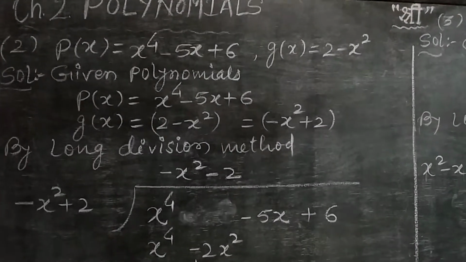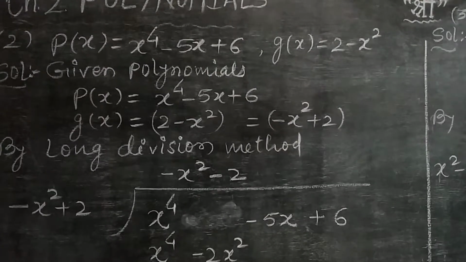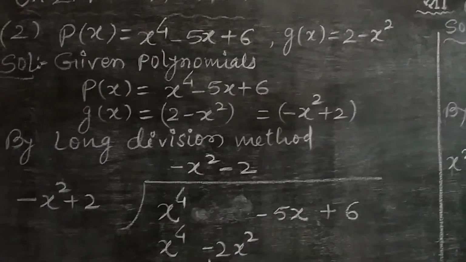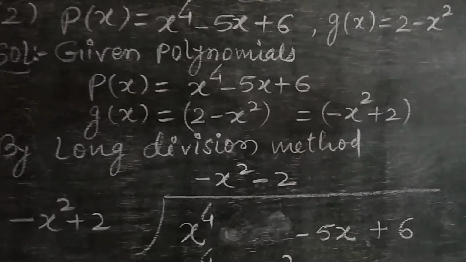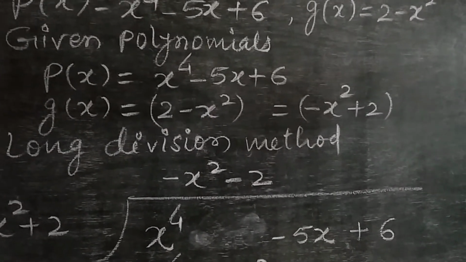Now we will take the second example. P of x equal to x to the power 4 minus 5x plus 6. G of x equal to 2 minus x square. First we will write the given polynomials.